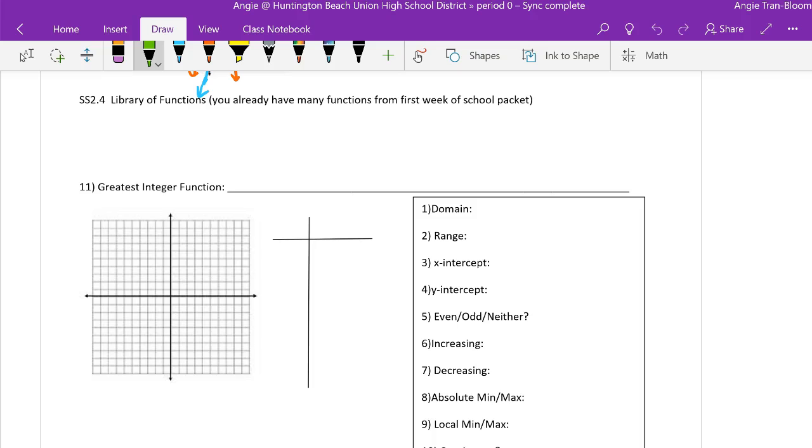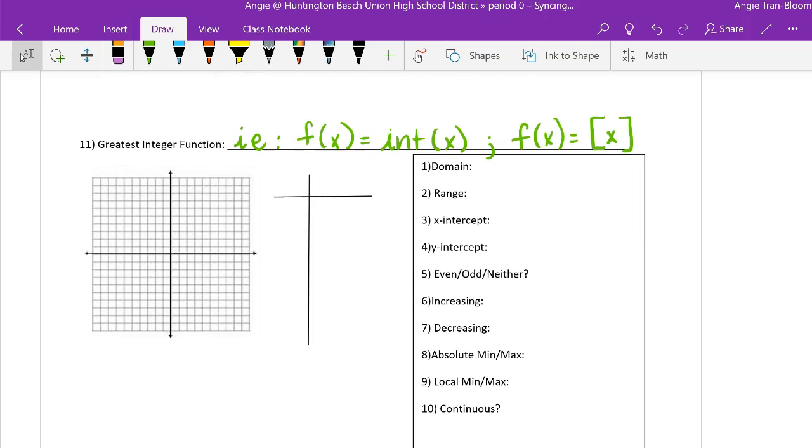An example of the greatest integer function is f of x equals int x in your book. Other books use f of x equals bracket x. These two are exactly the same, except that some books will write int x, which is what your book uses. If I were to make a worksheet, I normally type it as bracket x. So I just want you to make sure you know what it means. So let's give you some examples of what the greatest integer of x is.